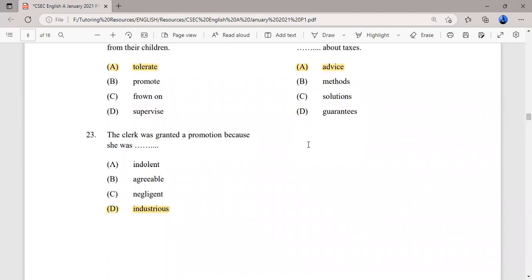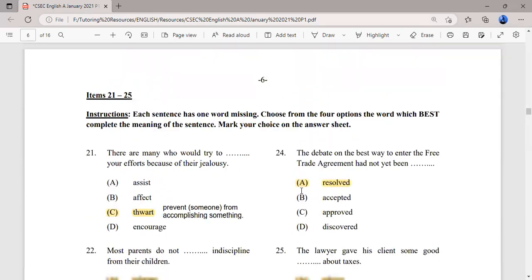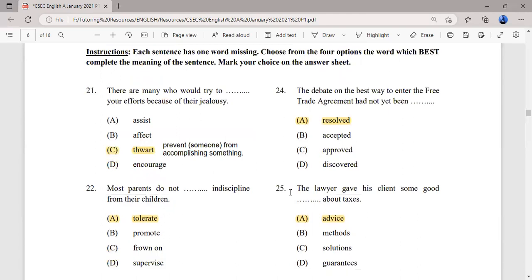Number 23. The clerk was granted a promotion because she was A, indolent, no. B, agreeable. I mean, some people can be promoted for that, but in this case, let's look for another answer. C, negligent. We know that no one can be promoted for that. D, industrious. This is the best answer. And we know someone who is industrious is hardworking, detail-oriented, etc. And those are most of the traits required to get a promotion.